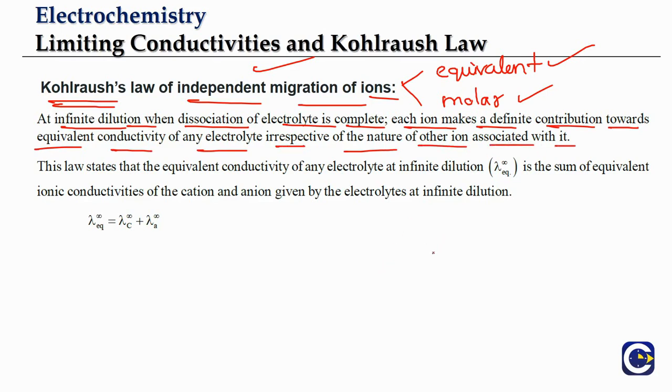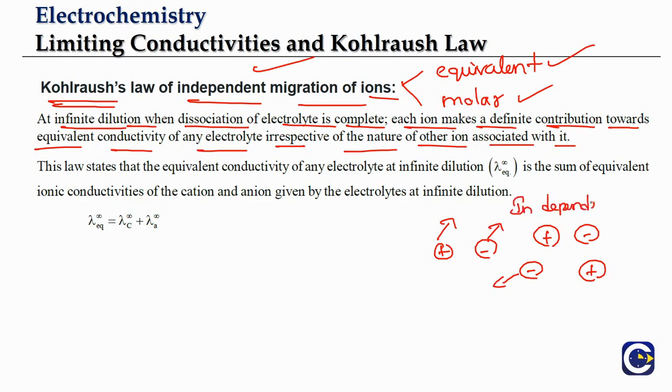Because we are having infinite dilution, the cations and anions are going to make a contribution to the conductivity independently, because theoretically there is enough separation between these ions that they will start moving irrespective of the presence of other ions nearby, meaning they will be moving independently. That is why the word independent has come. So these ions are supposed to move independently irrespective of the existence of other ions nearby. And when that happens, each ion is going to make a fixed contribution to the overall conductivity of the electrolyte.